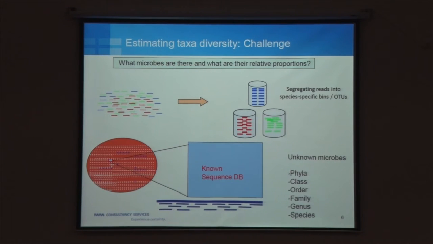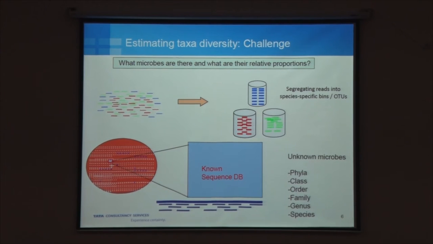And the challenge in doing this, I'll just give 2 of those challenges. One of these, if you have to answer this question of what microbes are there and what are their relative proportions, this is what we have, the sequence data. Each of these fragments will be of a length anywhere between 100 to 500 base pairs or characters. What we really want to do is bucket this into different buckets in order to say that there are 3 organisms in this particular one.